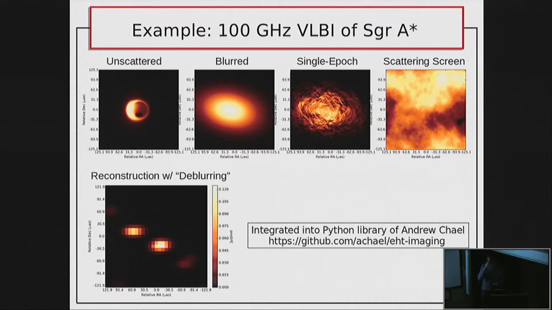So just some very preliminary examples on this. Here's an example image. This is actually the same image as earlier. And this is what it would look like before any interstellar scattering at all. This image is showing how it looks after you do that time-averaged blurring effect of scattering. This is the effect that was always studied. The third image is what we would actually see in one night of observation.